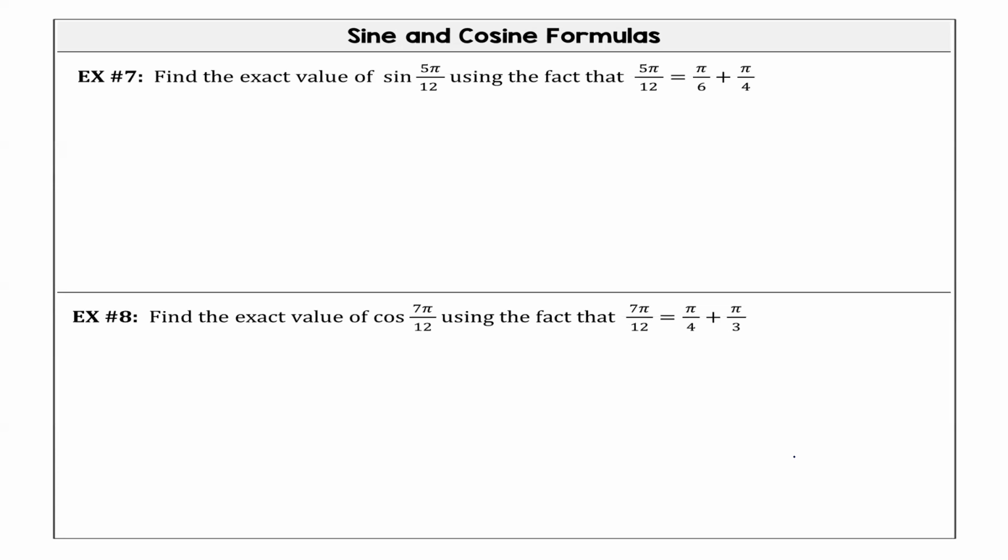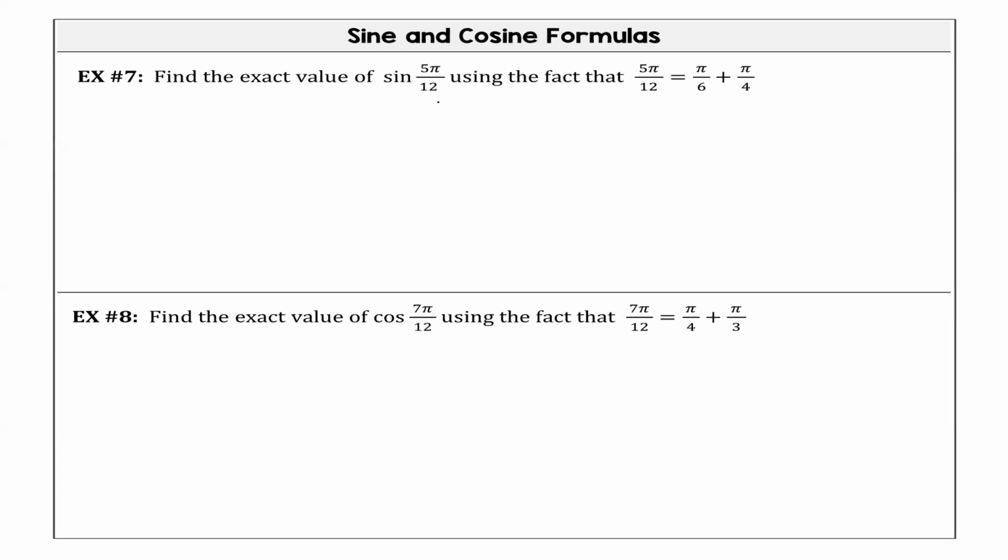Okay. We're going to move from that. All right, 5 pi over 12. So you have to find 2 angles on the unit circle that would equal 5 pi over 12. For example, I already did it for you, right? 5 pi over 12 would equal pi over 6 plus pi over 4.